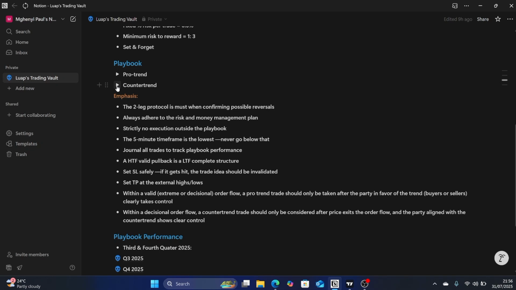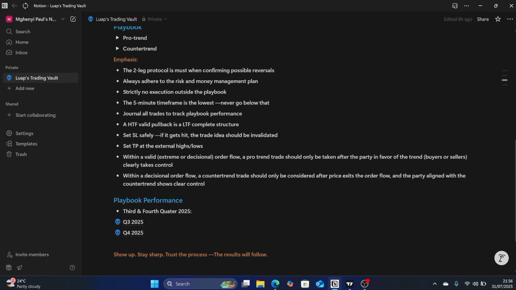Pro trend or counter trend, maybe for most of you it will be only pro trend because I have not talked about the counter trend. And yeah, I'm still backtesting the counter trends. Probably when I get to fully understand the counter trend, I will create a playlist on my YouTube channel teaching about the counter trend.